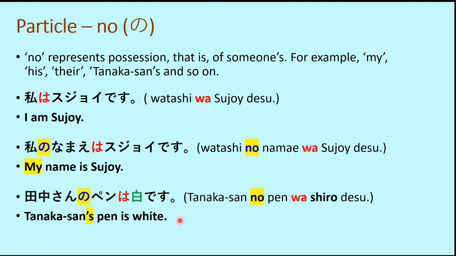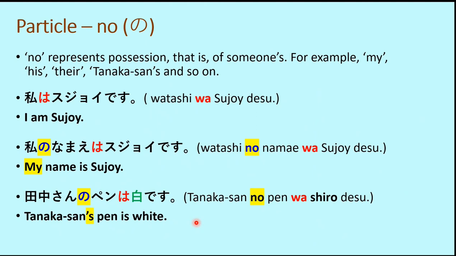Tanaka-san's pen is white. And again, this no represents Tanaka-san's possession, and hence it is used here. So this is the introduction to particle no. I hope you have understood the usefulness or the application of particle no. Simply, it represents possession, that is, something of someone's.